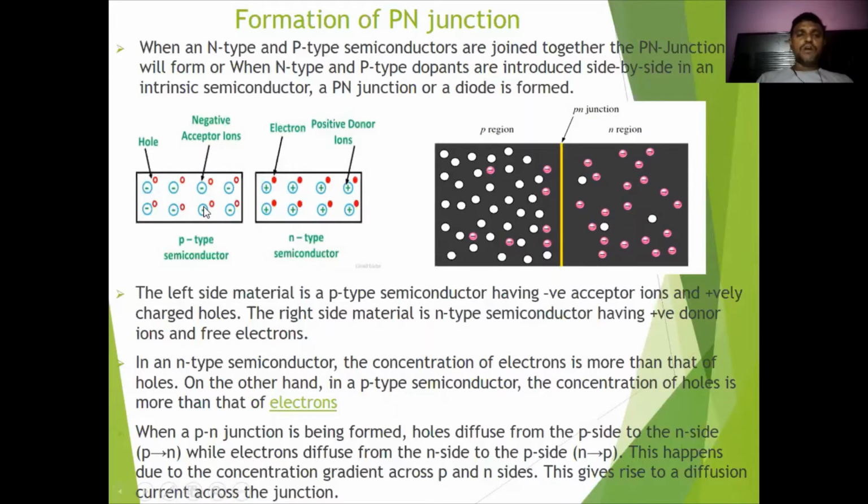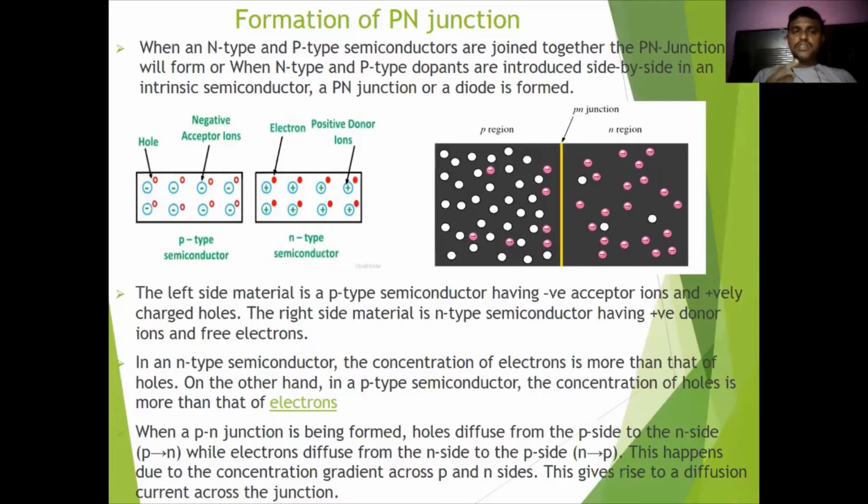Then how can you form a p-n junction? If you take one p-type material and one n-type material and join them together, there will be a formation of a p-n junction. Or another way is also there. If you consider an intrinsic semiconductor material, and from one side you dope with a trivalent atom, and from another side you dope with a pentavalent atom, that forms a p-n junction in a single crystal. So both ways you can form a p-n junction.